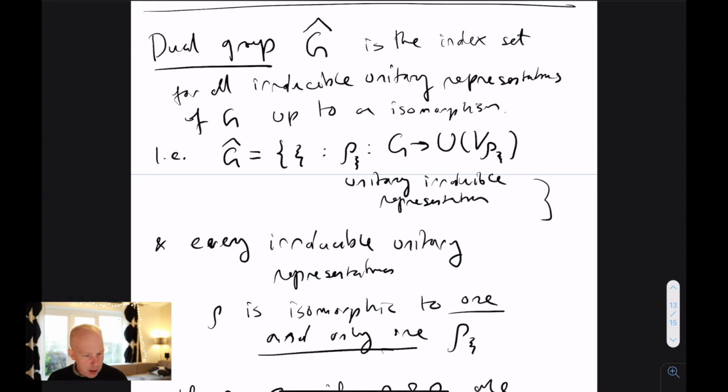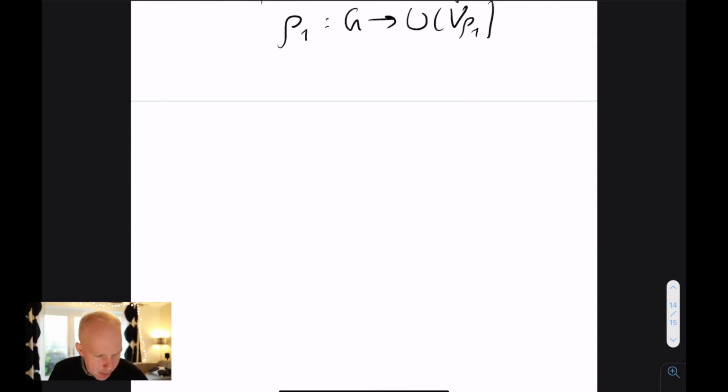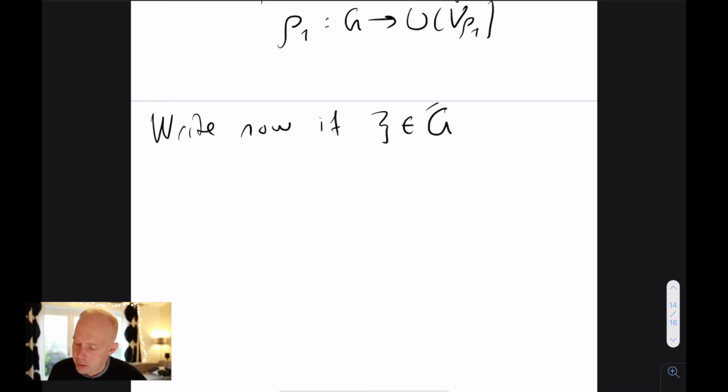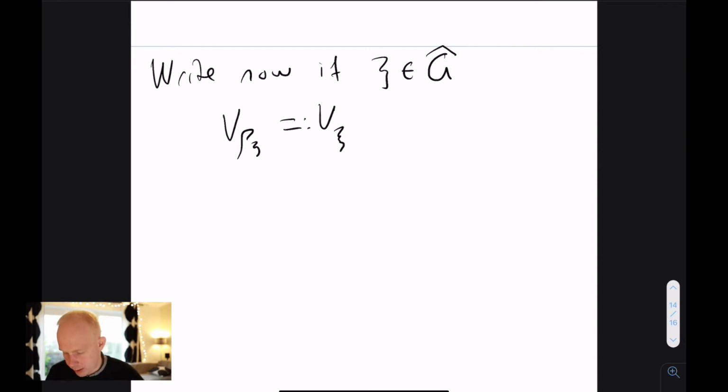Okay, and now the plan is to use this dual group to define the notion of a Fourier transform of a function. So let's do it in the following way. From now on, if xi belongs to this dual group, we will use the notation V xi for V rho xi, because I don't want to keep repeating this subindex for the subspace corresponding to this representation. So the definition, this is the Fourier transform.